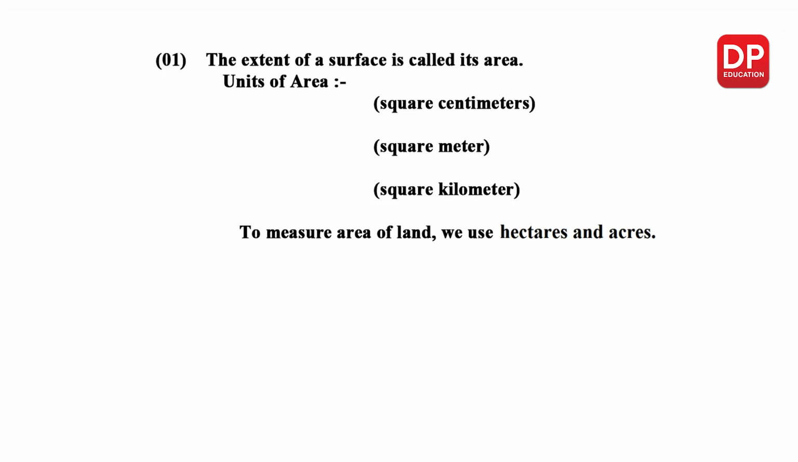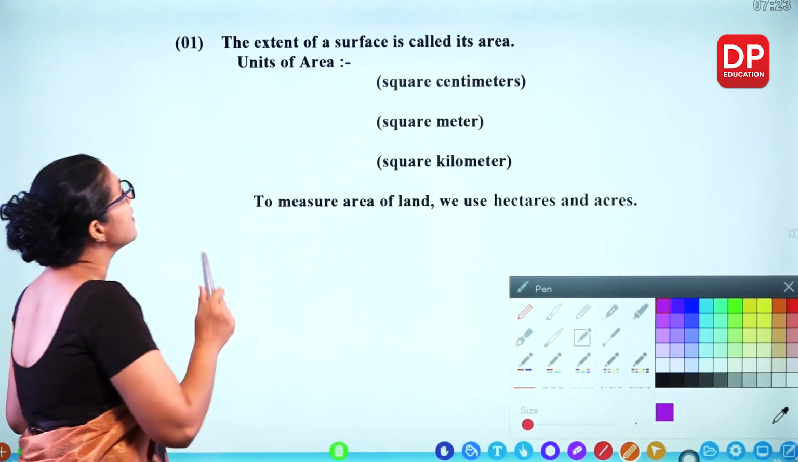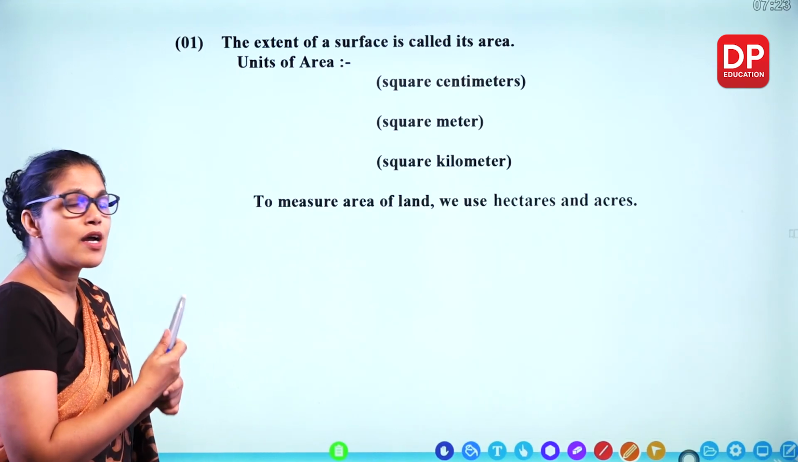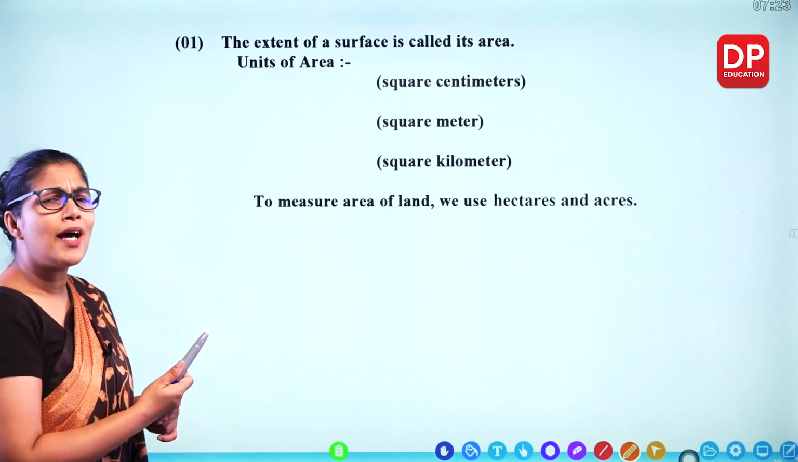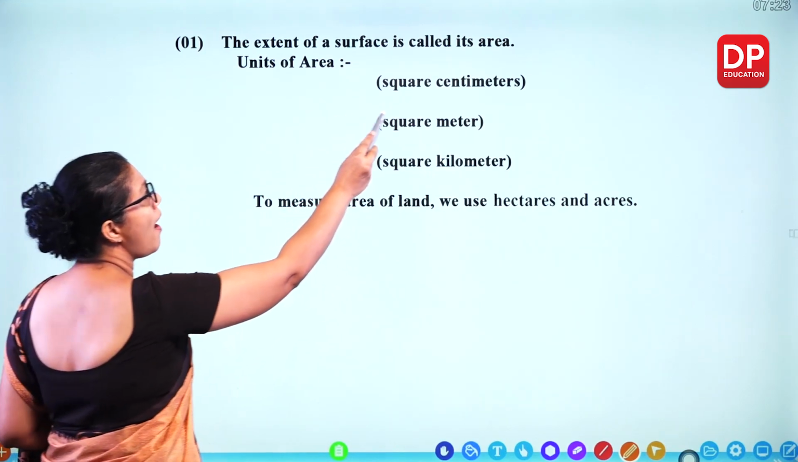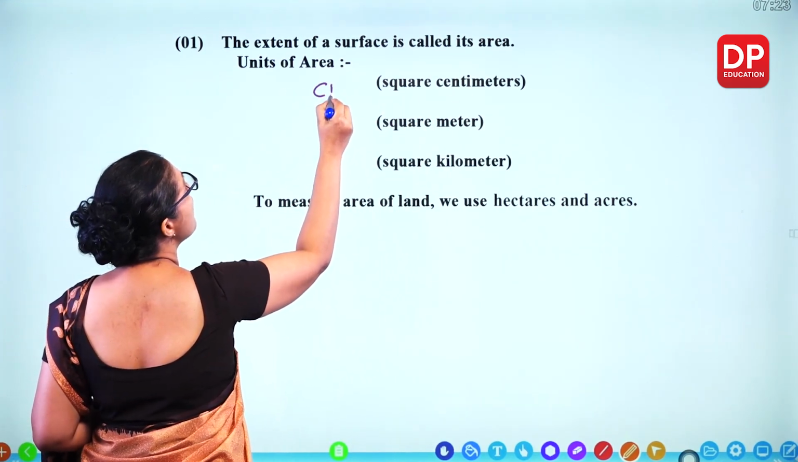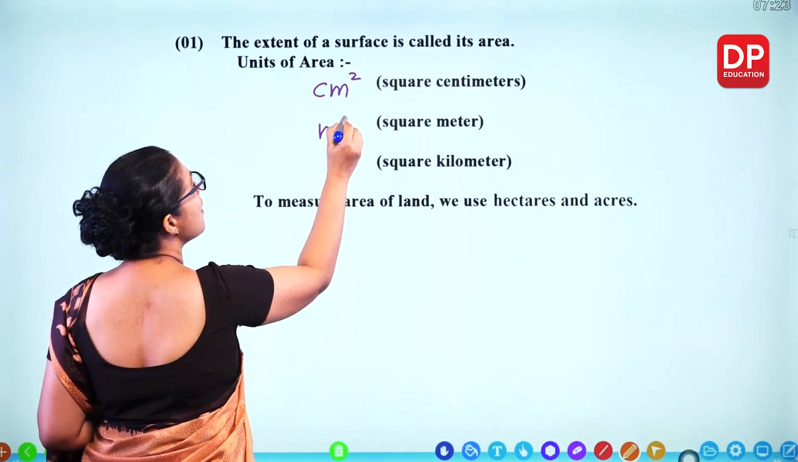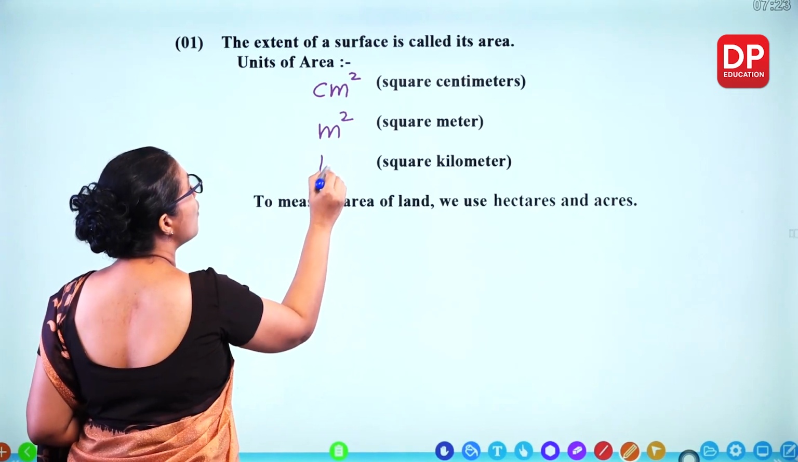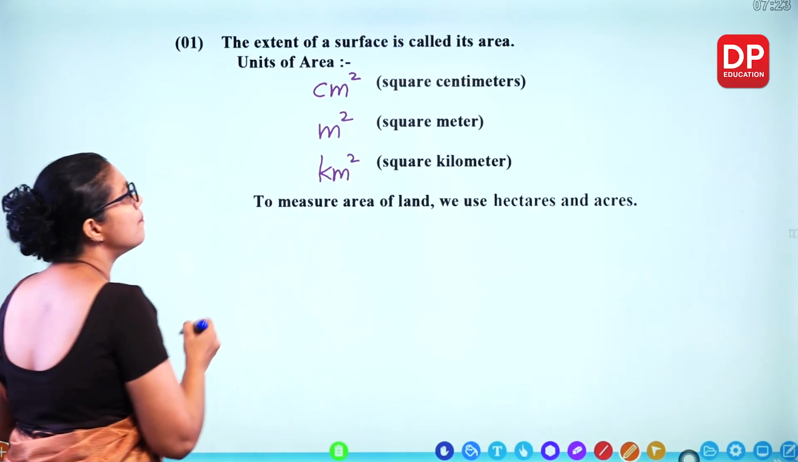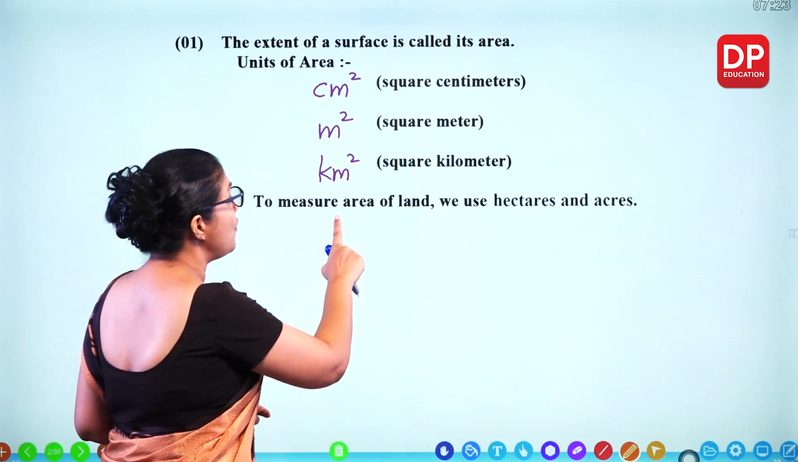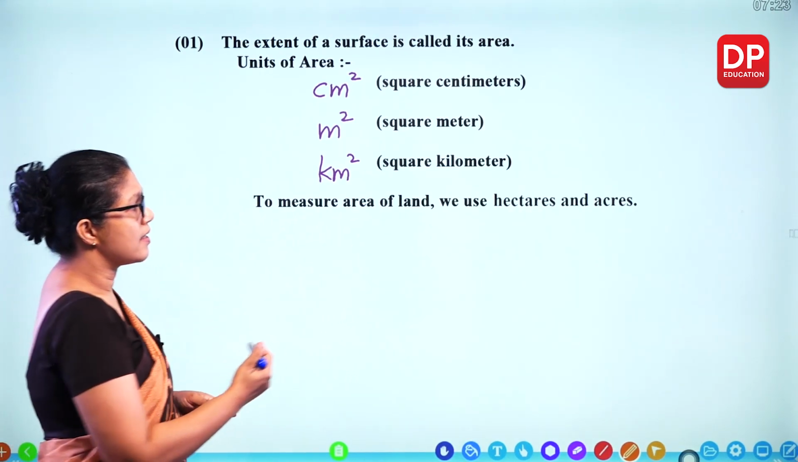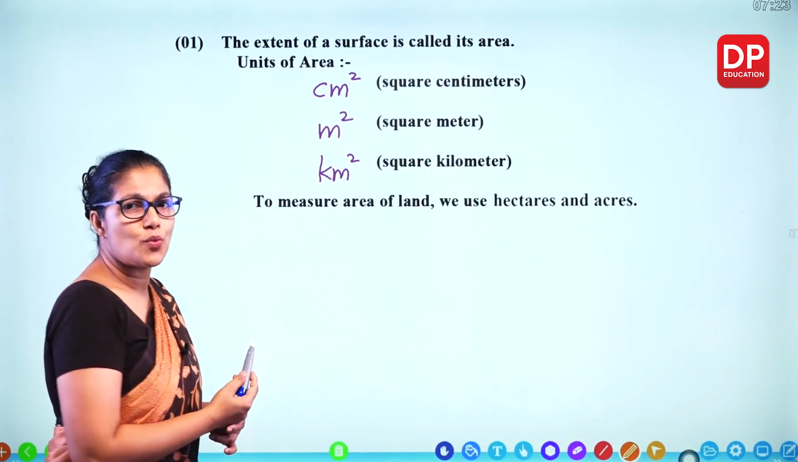So what's the definition? The extent of a surface is called its area, the space occupied by a closed plane figure. So what are the units of area? Square centimeters, how we write, cm squared. Square meters, m squared. Square kilometers, km squared. And when we are measuring bigger areas, area of land, we use hectares and acres as well.